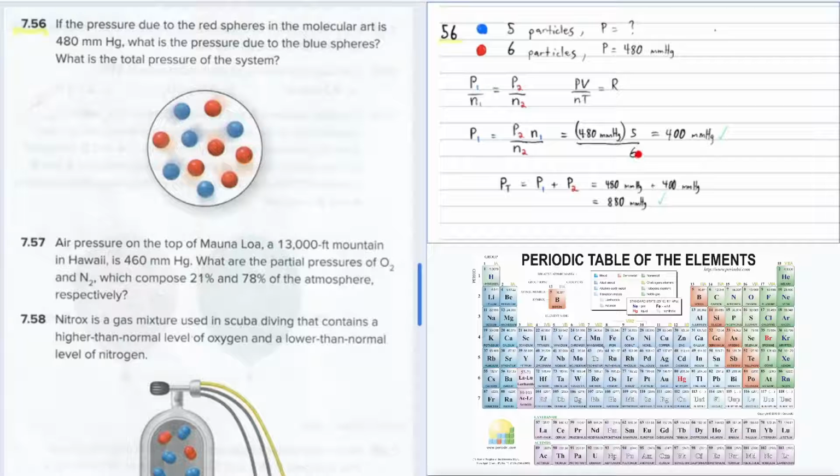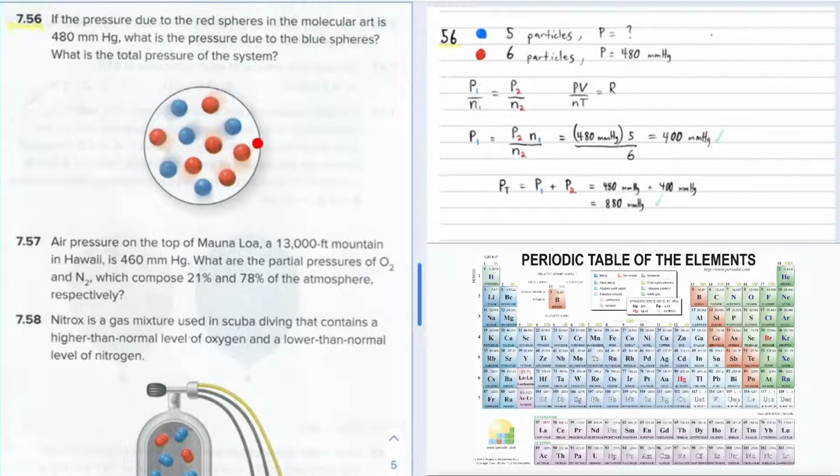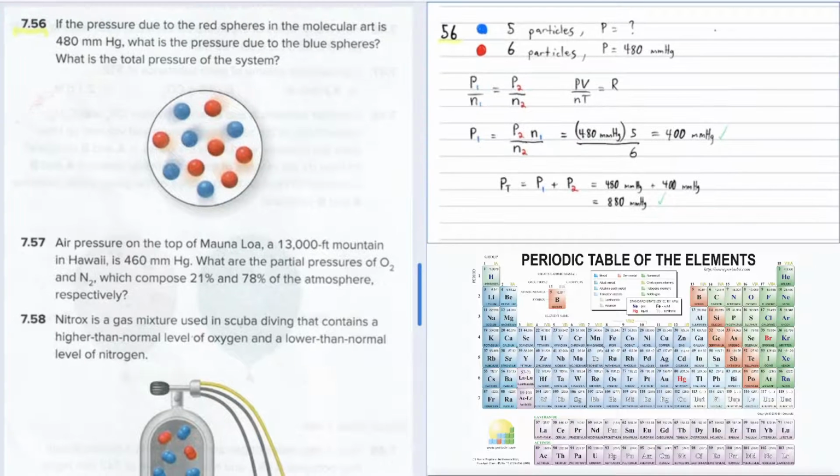So 5 and 6, we're not really told, are these actual molecules or do these represent moles, but we're not really sure. The number of particles that we see is going to be proportional to the number of moles, so we'll just leave the units off. Whatever they are, they would cancel anyway, so it's just 5 over 6.